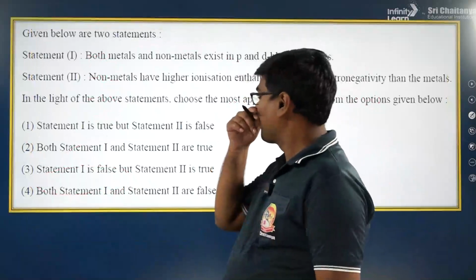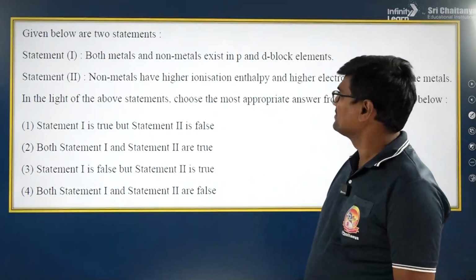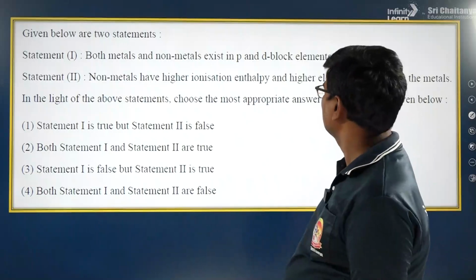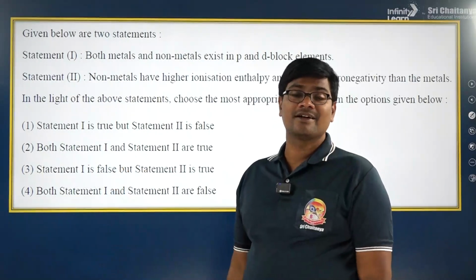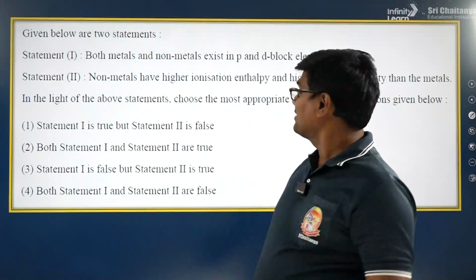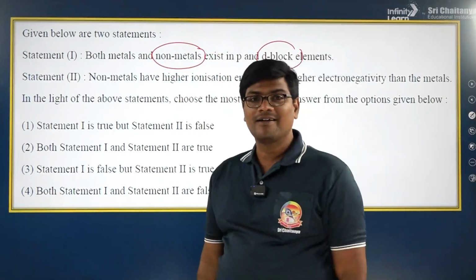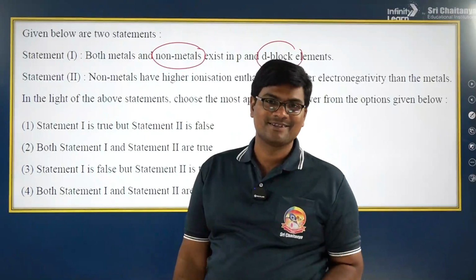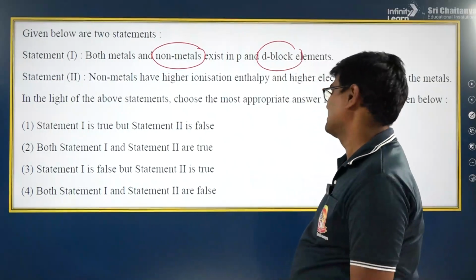Let's go for next. Another statement: both metals and non-metals exist in P and D block. In a hurry we do that. Okay, maybe it is the right option. Look at C. D block non-metals. Is it sinking? No. All D block elements are metals. Therefore, option 1, statement 1 is incorrect or false.